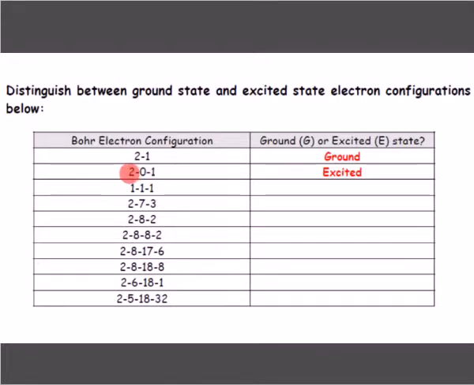Count up this next one that you're given. 2, 0, 1. That's 3 again. We know now that this is excited because lithium's normally 2-1. So if it's written any other way than what you see on your periodic table, you know it's in the excited state. All right? I want you guys to go through and try the rest to identify, is it ground or is it excited?